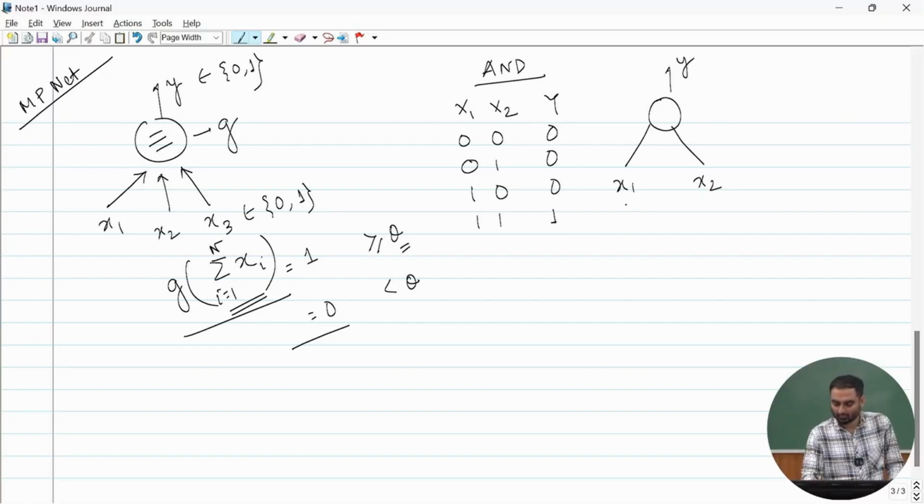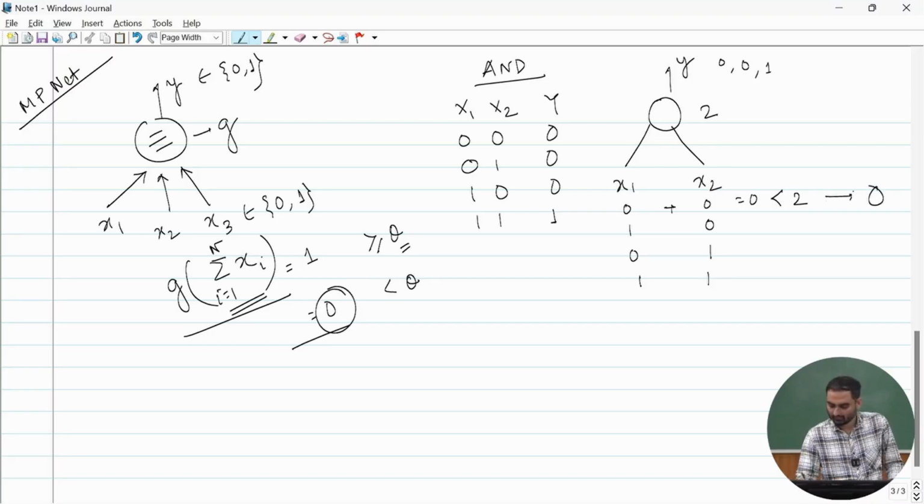If both inputs are 0, it will produce 0. If one of them is 0, it will produce 0. If both of them are 1, it will produce 1. So the threshold can be 2. Because 0 plus 0 is 0, which is less than 2, it will produce 0. 1 plus 0 is 1, less than 2, it will produce 0. 0 plus 1 is 1, less than 2, it will produce 0. And 1 plus 1 is 2, which is equal to 2, so it will produce 1.